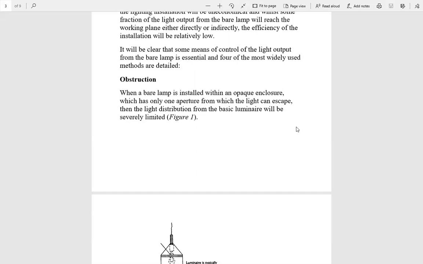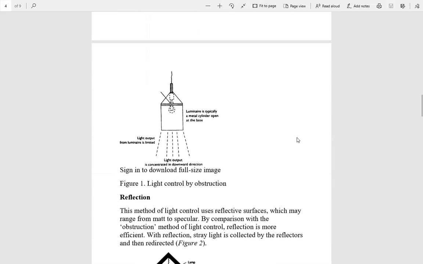Obstruction. When a bare lamp is installed within an opaque enclosure which has only one aperture from which the light can escape, then the light distribution from the basic luminaire will be severely limited. That is shown in this figure. That is, the light output from the luminaire is limited.